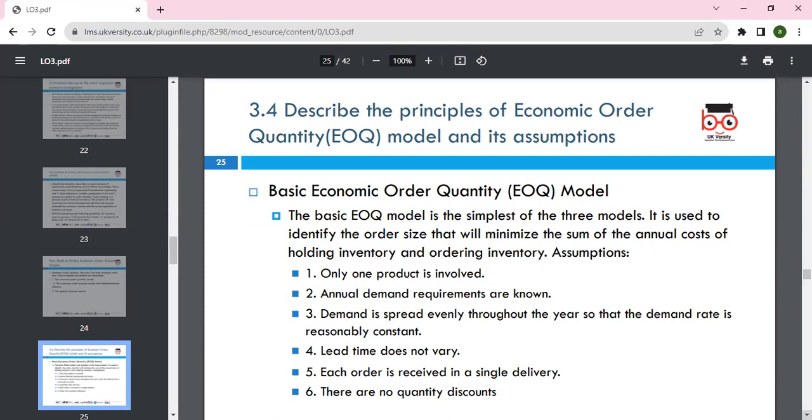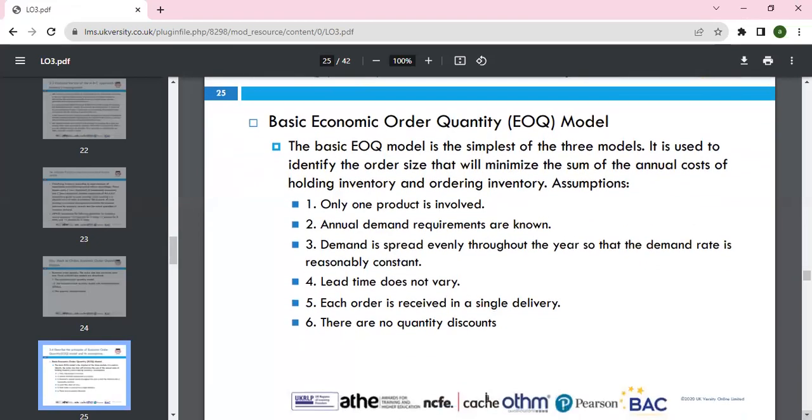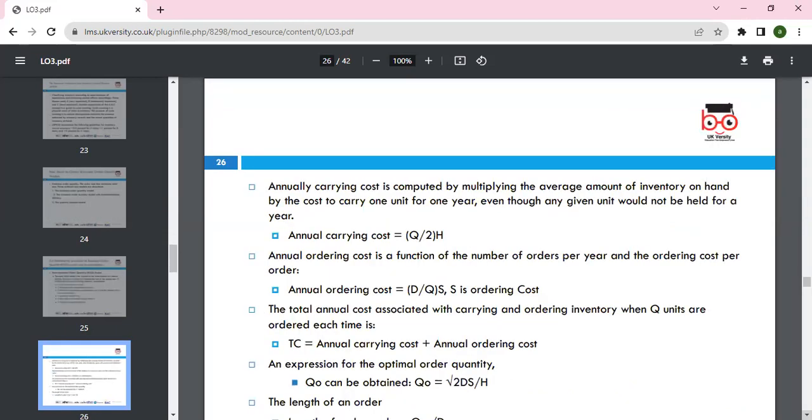It identifies the order size that minimizes the sum of annual holding cost and ordering cost, and only one product is involved. There is annual demand for the product requirement. Demand is spread evenly throughout the year, and there is lead time, the delivery time, how long it takes to get the product, and there is no quantity discount.